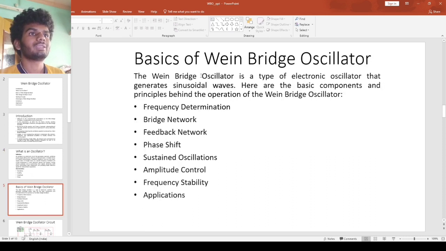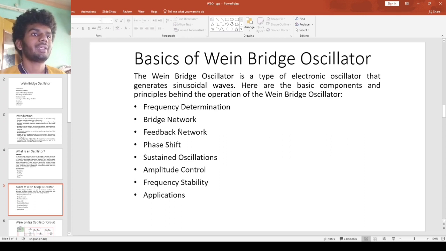So, moving on to the next slide, we have basics of Wien bridge oscillator. The Wien bridge oscillator is a type of electronic oscillator that generates sinusoidal waves. Here are the basic components behind the operation of the Wien bridge oscillator, which are frequency determination, bridge network, feedback network, phase shift, sustained oscillations, amplitude control, frequency stability, and applications. These are all the basic principles or components of the Wien bridge oscillator.